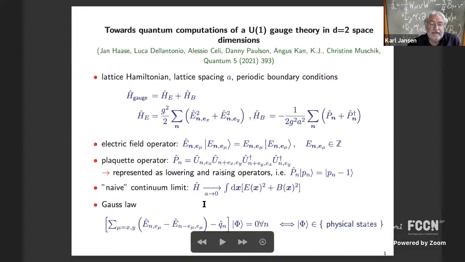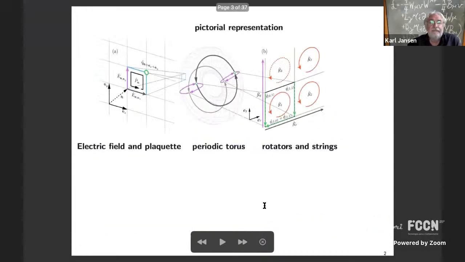You can take the naive continuum limit, sending the lattice spacing to 0, and you recover the U1 gauge theory Hamiltonian from the continuum. In addition to these operators, we have to fulfill the Gauss law. So if you have some electric field at a point n and an electric field at a point n-1, then the field flow between these 2 points has to be compensated by the charge. So this operator here has to give 0 on the state phi. Phi are the allowed states, and these are the physical states. And I implement this locally for all lattice points n.